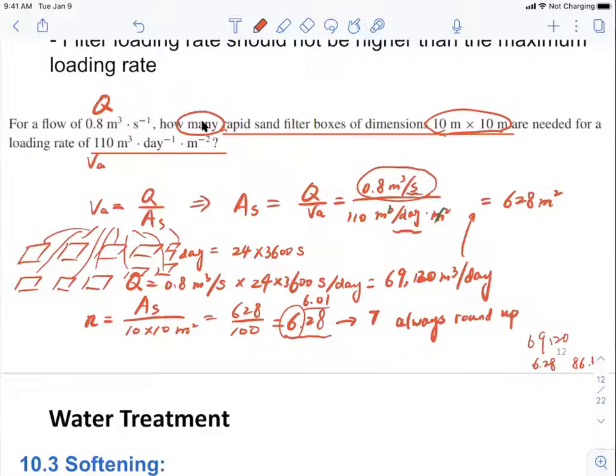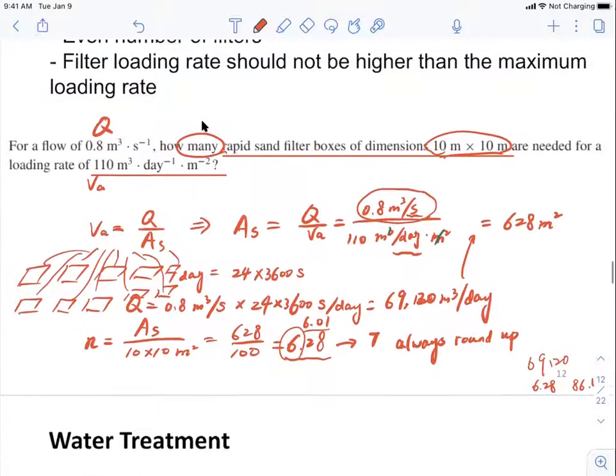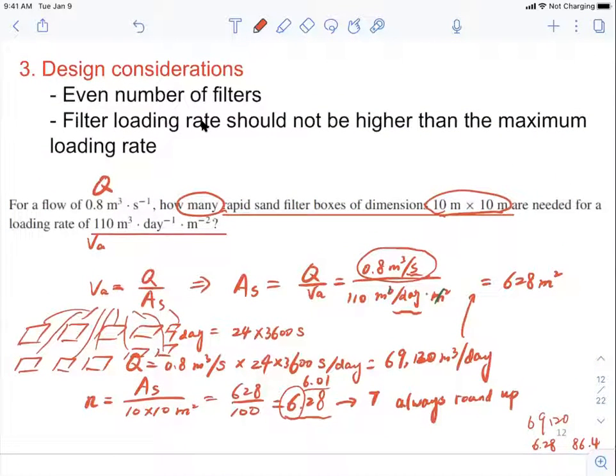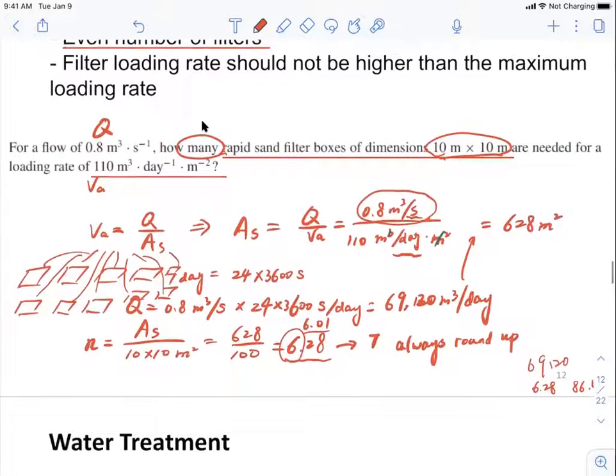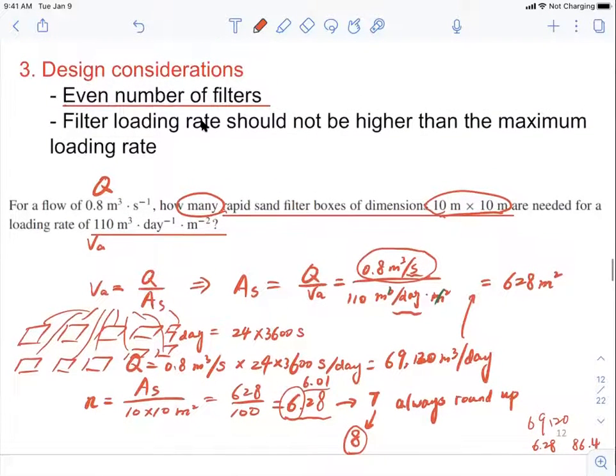So if we round it up, we get 7, right? If you look at the design criteria, we should use an even number of filters. So we need to further increase it to 8, okay? This will satisfy the requirement that we have an even number of sand filters, okay? So this is in terms of the practical design for the sand filters, all right?